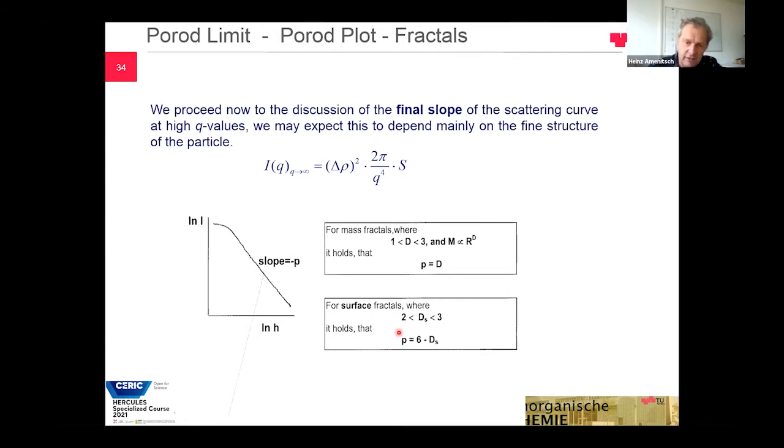so that the surface has a rough appearance, and the surface area is scaling between 2 and 3. And also this is reflected in the power law: 6 minus ds, so if ds goes between 2 and 3, the power law goes between 3 and 4. So if you measure a power law between 3 and 4, then you can measure surface fractals.